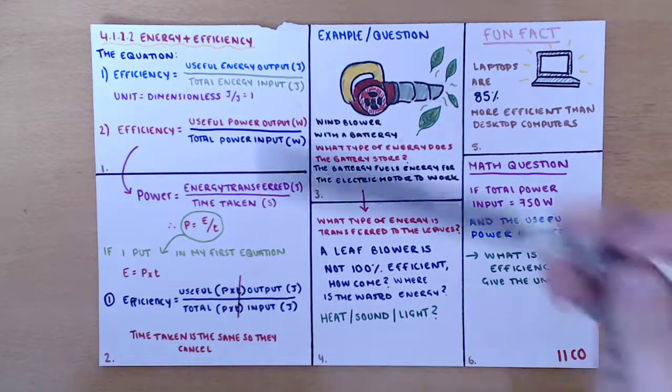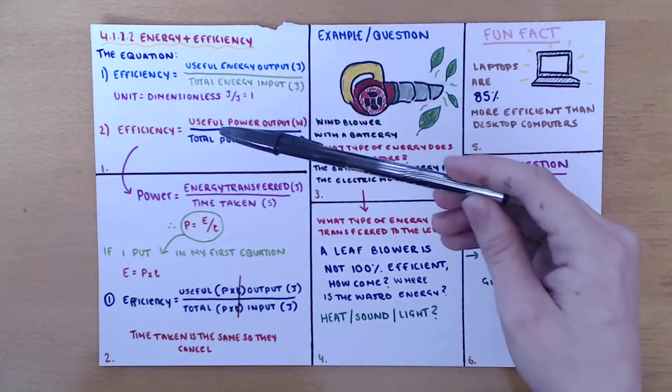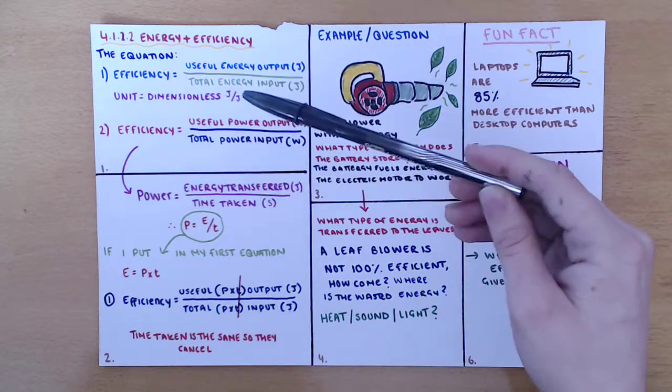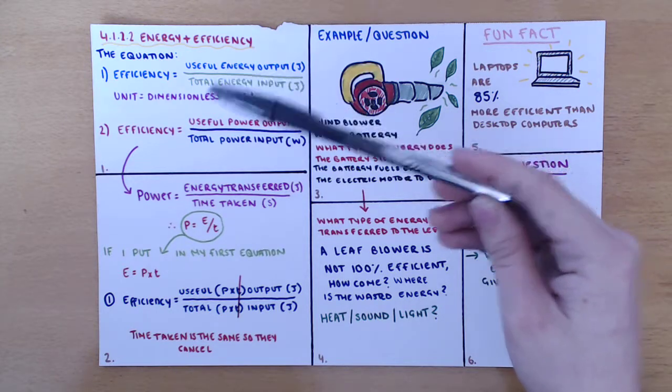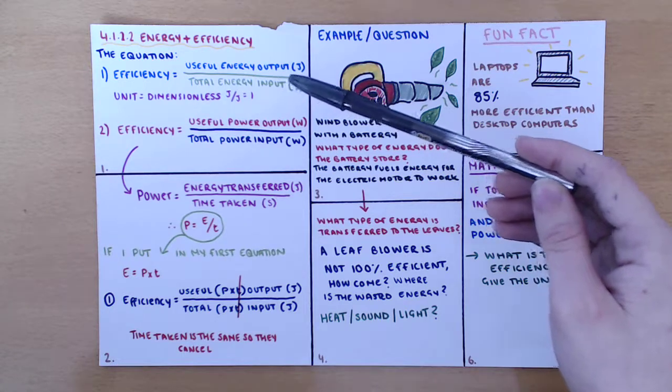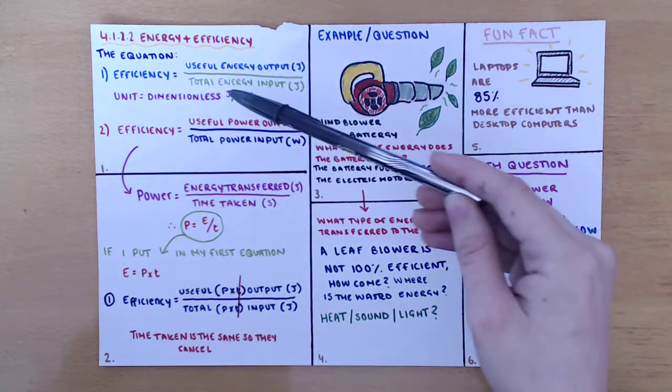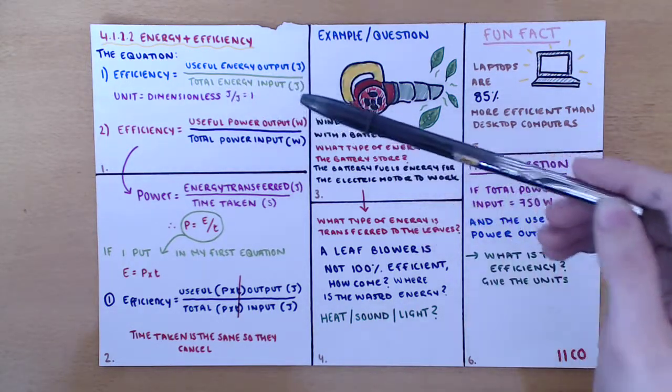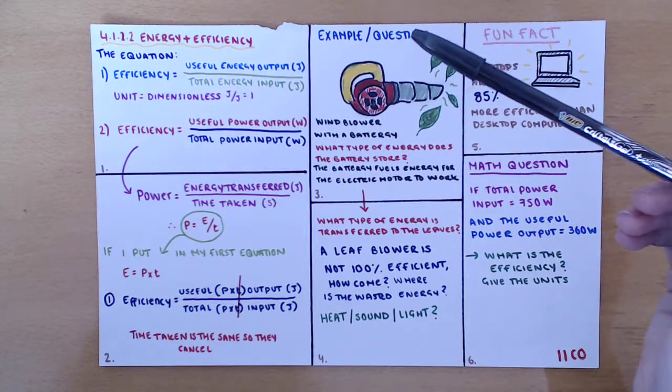Today we're going to look at energy and efficiency. Efficiency is given by two equations. The first one is that efficiency is given by the useful energy output, so the useful energy that comes out of the system, divided by the total energy input, so the energy that goes into the system.